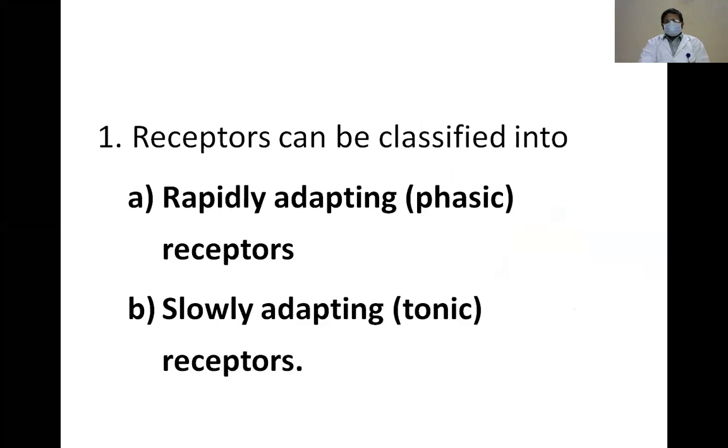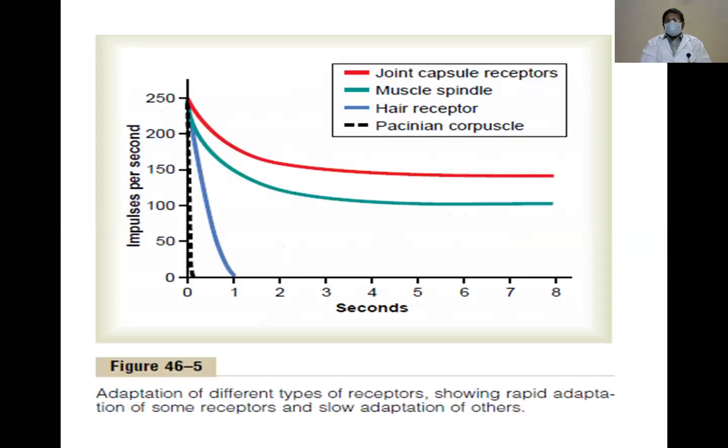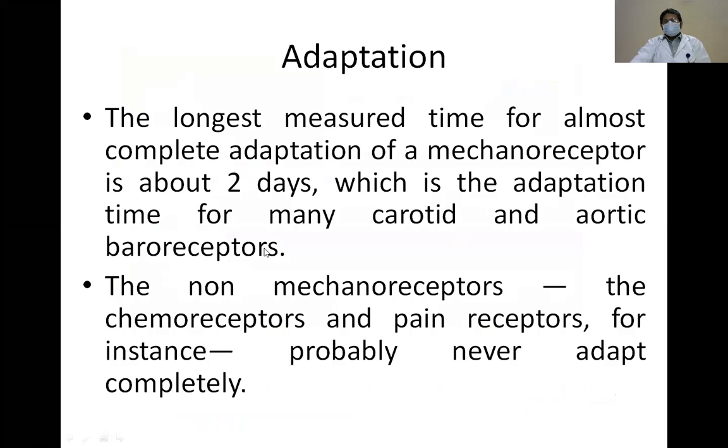We have already discussed this in the previous class. Meissner's and Pacinian corpuscles are examples of rapidly adapting receptors. Merkel's discs and Ruffini endings are slowly adapting. Other examples of slowly adapting receptors are the muscle spindles and the motor receptors. If you look at this graph, the Golgi capsules and the muscle spindles are slowly adapting. The Pacinian corpuscles are very fast, followed by the hair cells.